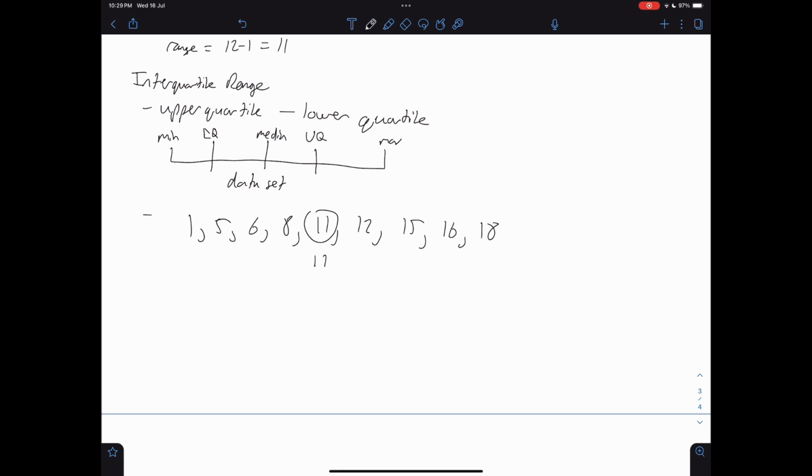Now this is the case where you've got an odd data set, and then you would ignore the median, and then to try and find your quartiles, you'd remove the median and then take the medians of the two halves. So here we have 5.5 and here we have 15.5.